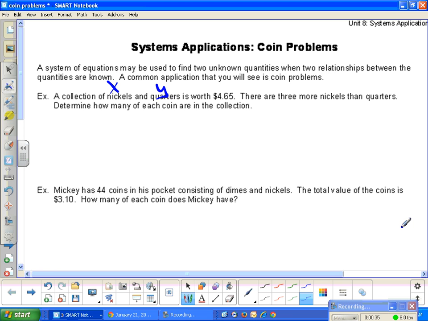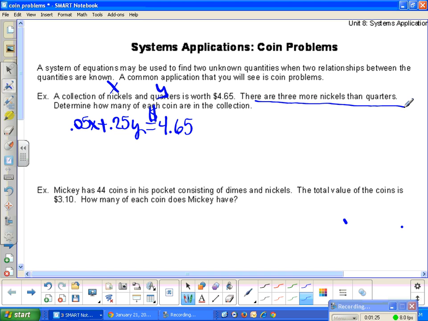So in that first sentence, a collection of nickels and quarters is worth $4.65. Is that a total number equation or a value equation? Value. Look at what we just wrote on the back of that blue sheet. This is value. It's equal to $4.65. Money. That means I have to have money over there too. How much is a nickel worth? 5 cents. So 5 cents for X. What about a quarter? 25 cents for Y. So that's my equation for value. However many nickels you have times 5 cents, however many quarters times 25 cents, that's equal to $4.65.